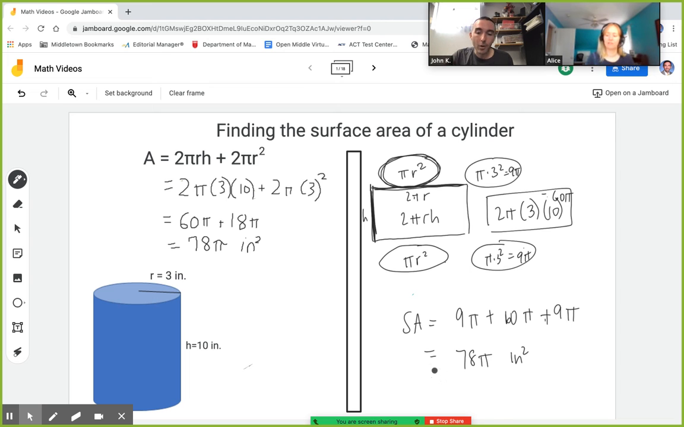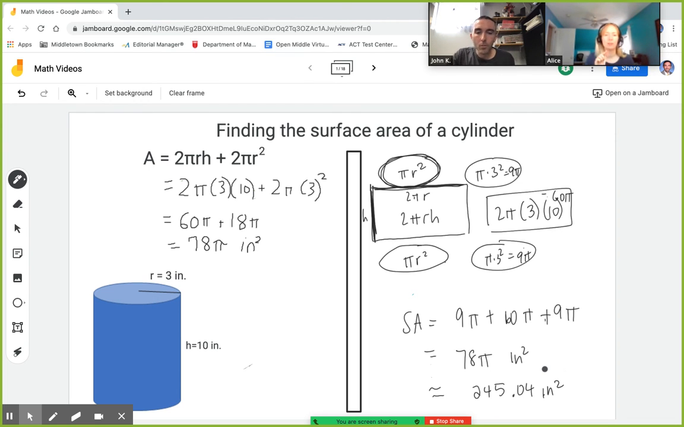But if the question says to give an approximate area, or something more rounded, it works out to about 245.04 if I do it on the calculator. But they're both more or less the same answer. The pi answer is just more exact and doesn't involve rounding.